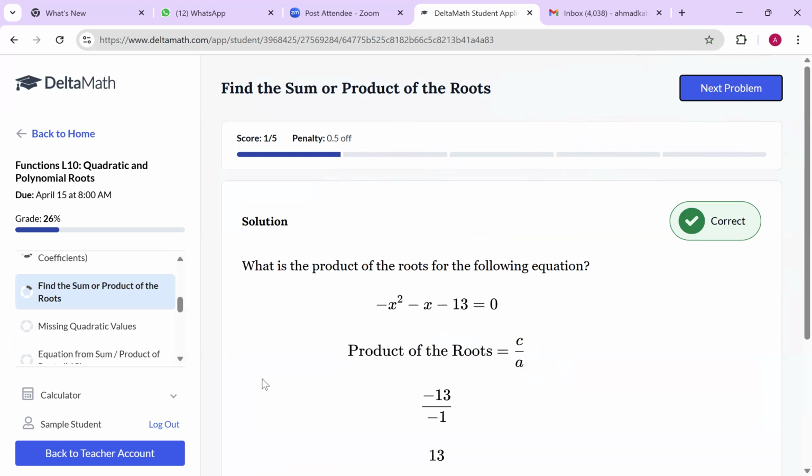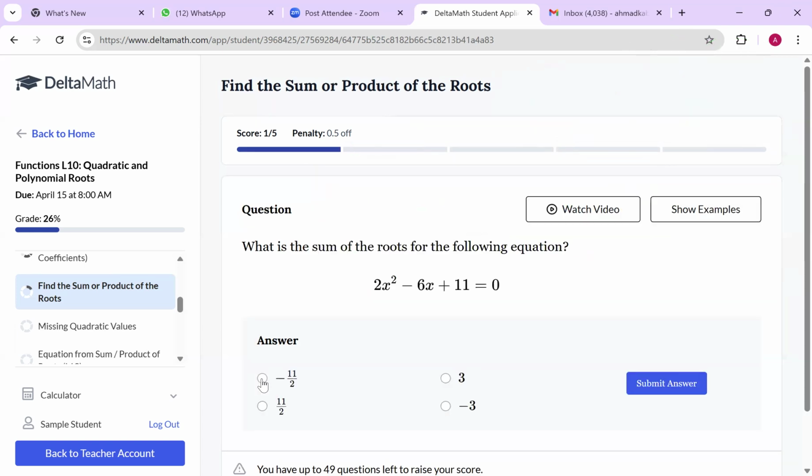Let's try another example. So we said that the sum is always negative B and the product is always C, provided that x power 2 has no number next to it. So let's just divide everything here by 2. So we get x squared minus 3x plus 11 over 2 equals 0. So the sum is going to be 3, so the opposite of B, and the product is C, which is 11 over 2. So here they want the sum, so the sum is positive 3.